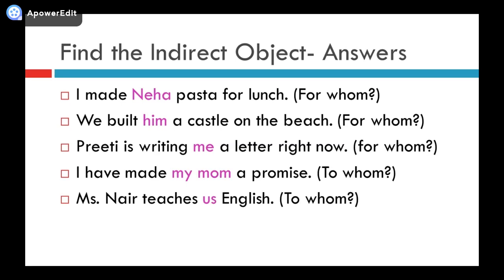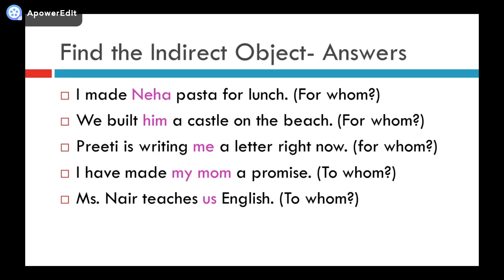We built him a castle on the beach. Who are we talking about? We are talking about we. So, we is your subject. Built is your verb. We built what? A castle. So, a castle is your direct object. But for whom did we build it? We built it for him. Him becomes your indirect object. It is a pronoun. Understanding?